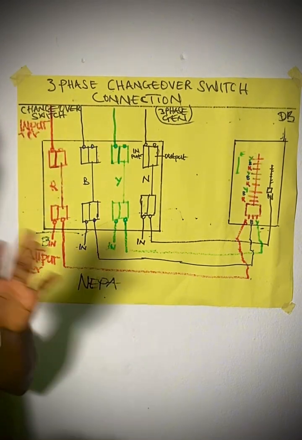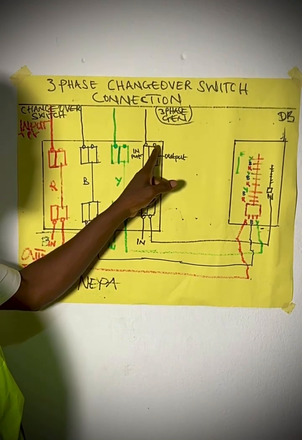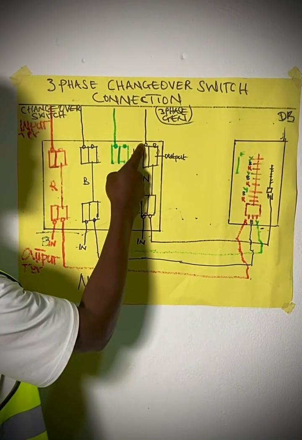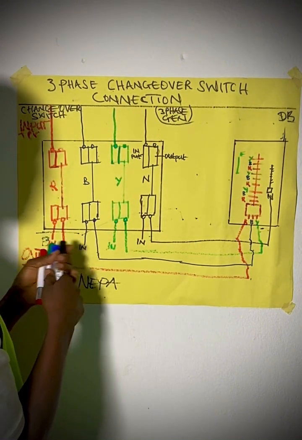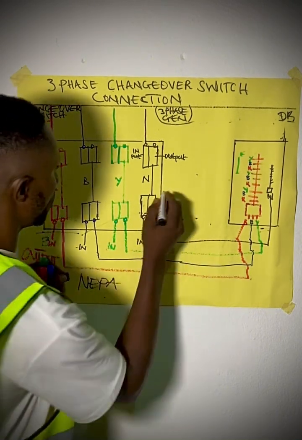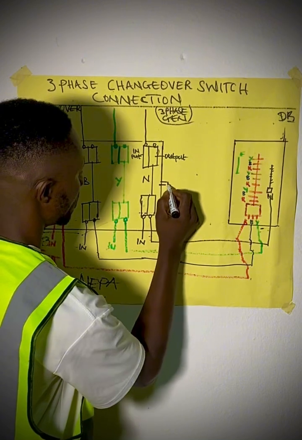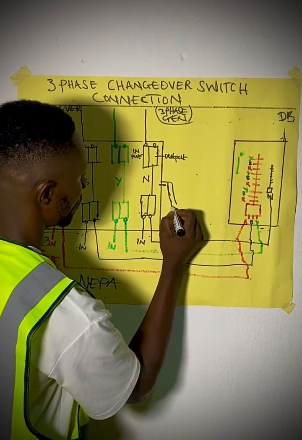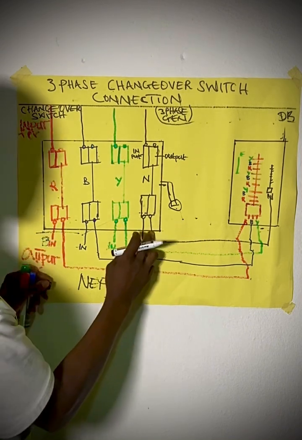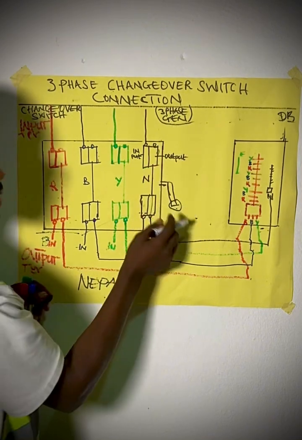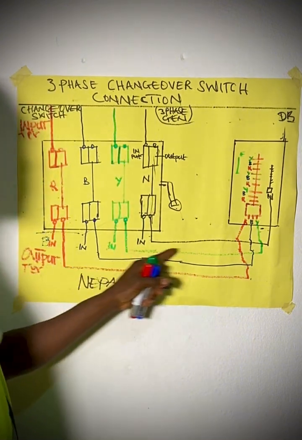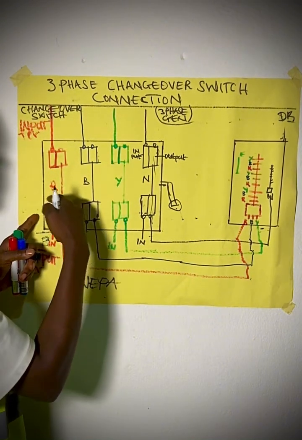Like I earlier stated, we use this place for our output, and this terminal is our input. So if you want to change to NEPA, once you turn down the handle, current will go into this, and when you turn it up, current will also pass to this line. So this is how to connect a three-phase changeover.